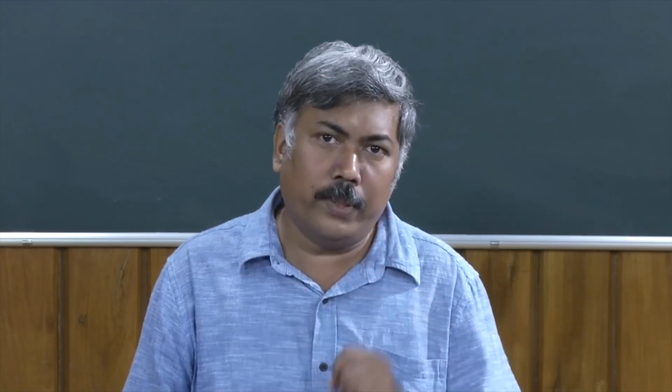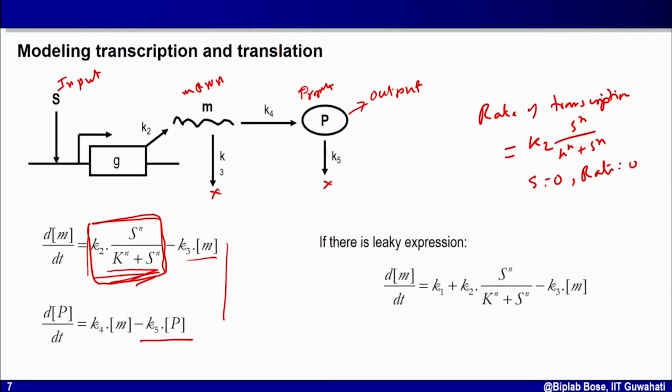So how can I represent it? Because the ODE that I have written here does not incorporate that. Because when S equals 0, the rate of transcription will be 0, there will be no formation of the mRNA, so there will be no formation of the protein also. I can simply change this equation by adding a constant term, K1. K1 is the rate for leaky expression.